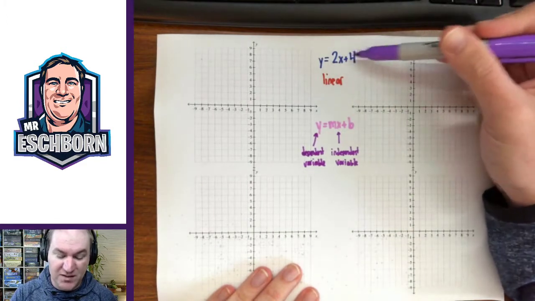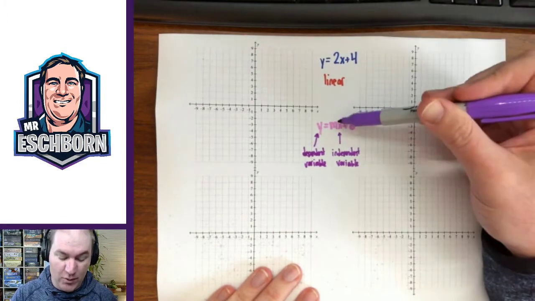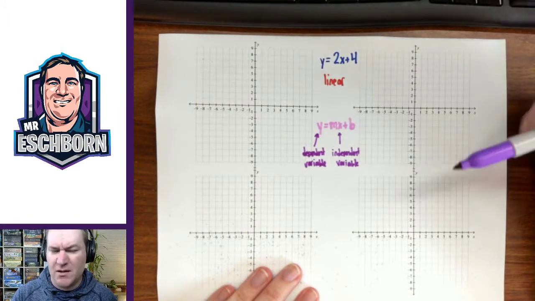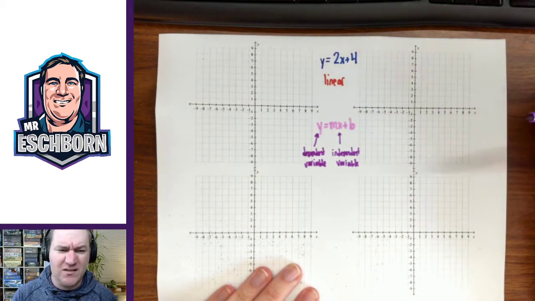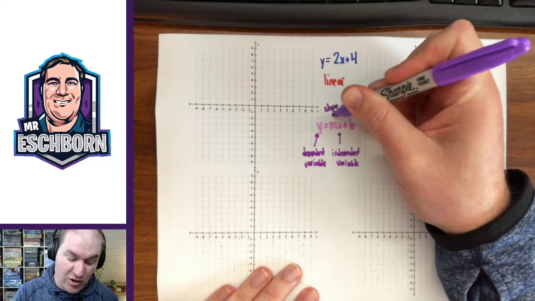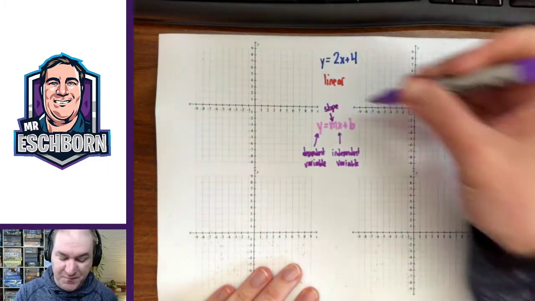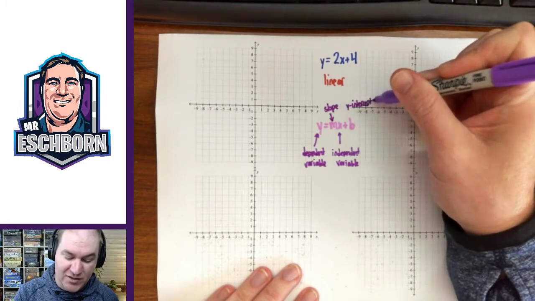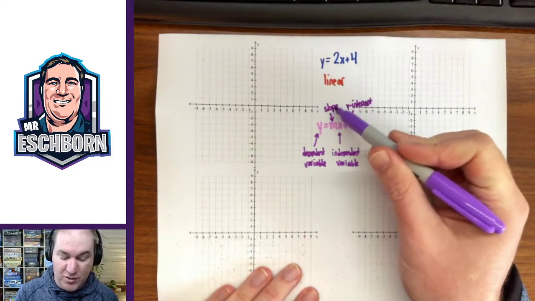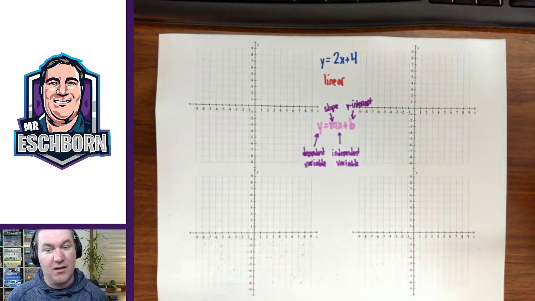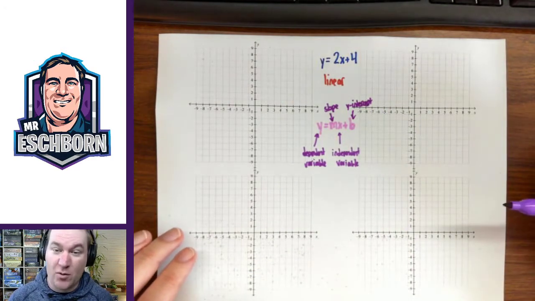Now these other two pieces of information, the 2 and the 4, are represented by the letter m and the letter b. And you're going to argue with me that these letters make no sense, and I completely agree with you. The m represents the slope of the line, and the b represents the y-intercept of the line. Notice how slope does not have an m in it, and y-intercept does not have a b in it. I don't know where the letters came from, but we're just going to go with it.